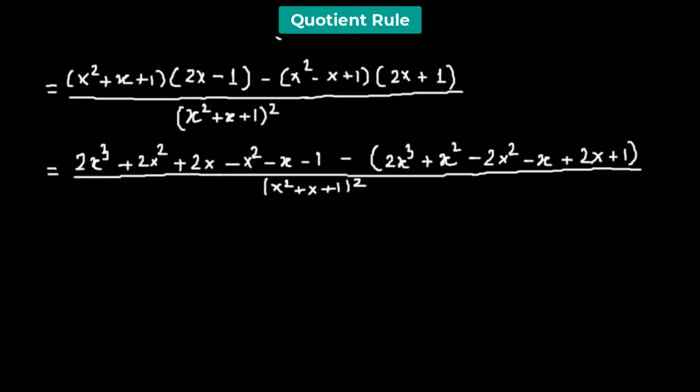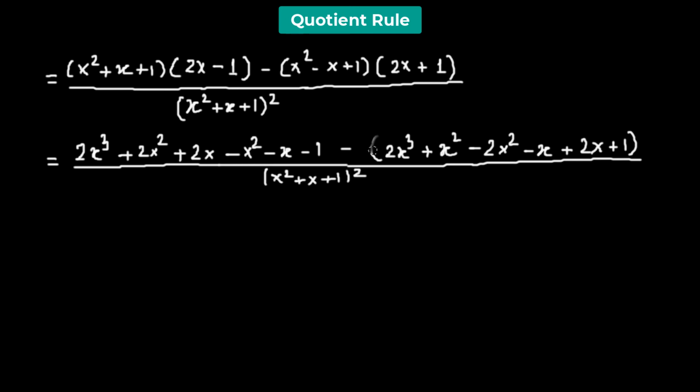Now we remove the parentheses. When we do that, all the signs will flip, the positive will become negative and vice versa. So this was positive, so this will become negative, then positive x squared will become negative x squared, negative 2x squared will become positive 2x squared, negative x will become positive x, and positive 2x will become negative 2x. So now we can cancel out all the opposite terms.